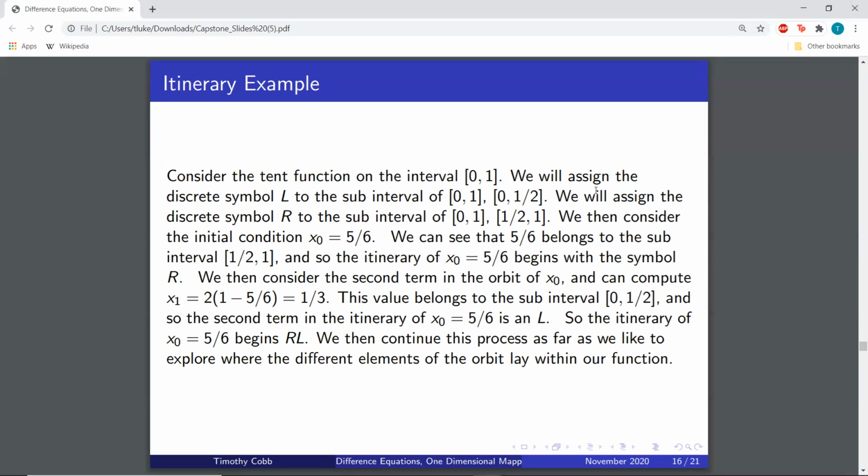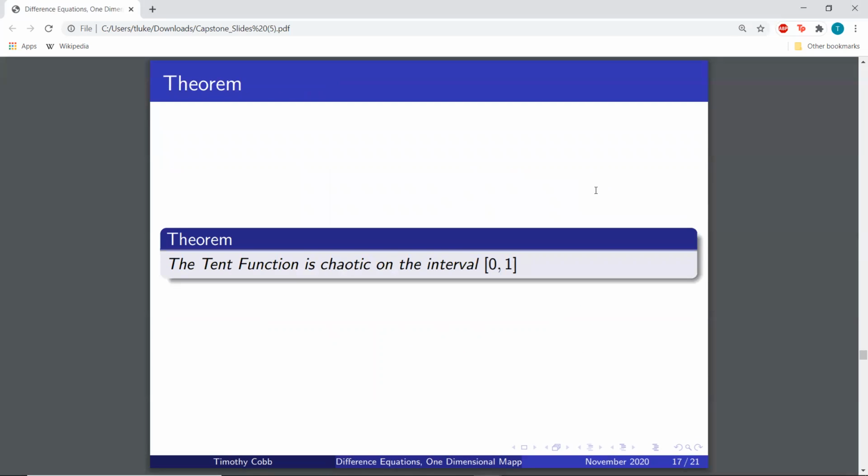So the itinerary of x0 equals 5/6 begins with L. We then continue this process as far as we like to explore where the different elements of the orbit of x0 equals 5/6 lay within our function. So we're going to be looking at the theorem that the tent function is chaotic on the interval [0, 1], and we're going to be looking at how to rigorously prove this.